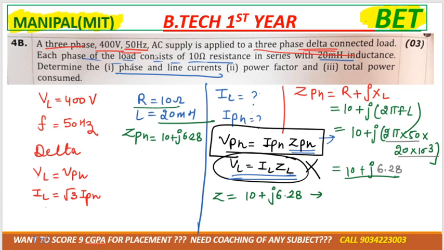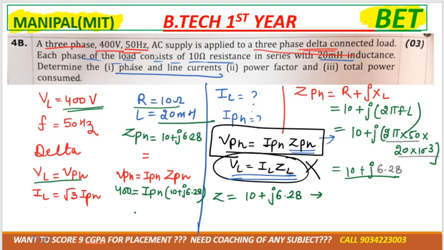We need to convert it into polar form because for multiplication or division we need polar form. So we have the formula VPH is equal to IPH into ZPH. VPH we don't know yet. VL is 400, and in delta connection it is the same, so VPH is also 400. IPH we need to calculate, and ZPH is 10 plus j 6.28, which you need to convert into polar form. For 400, no angle is given, so we can take 400 angle 0.